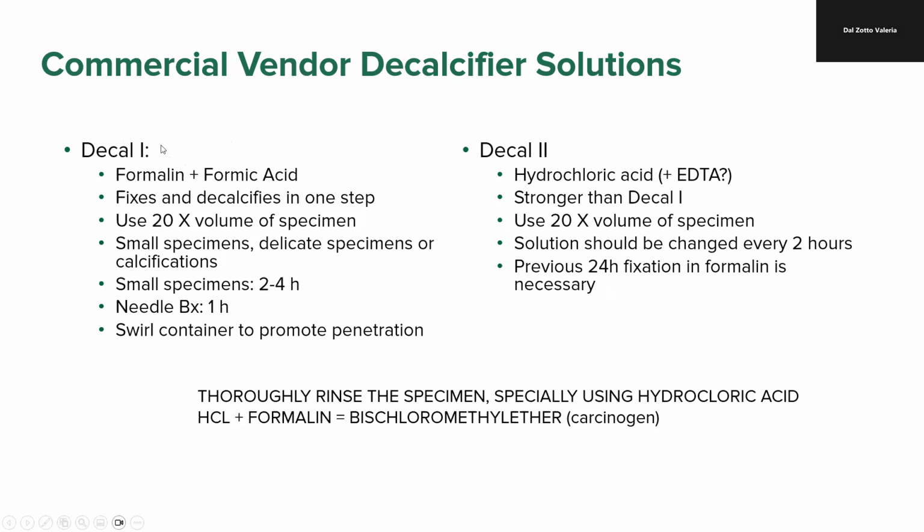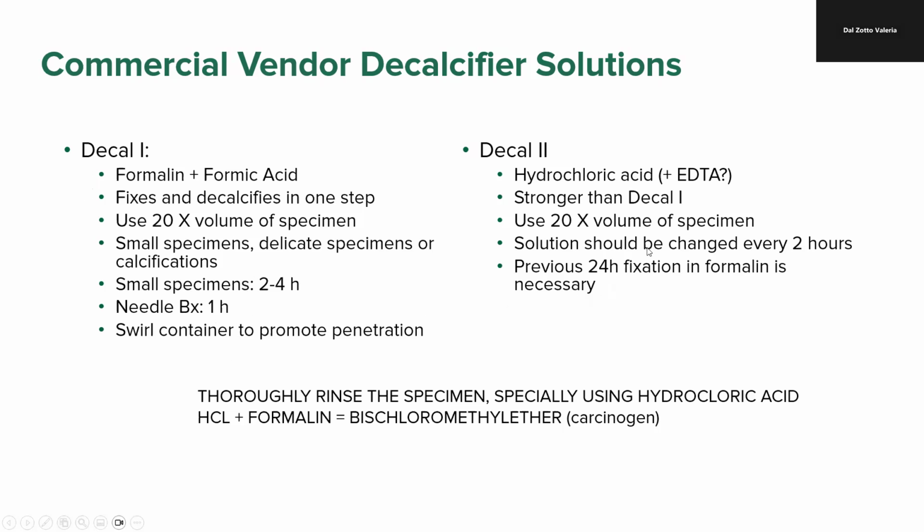On the other hand, Decal 1 is a smaller number, so remember that it's a weaker acid, so it will take a little more time, and it is specially designated for small specimens, delicate specimens, or delicate decalcifications. Small specimens can be done, for example, a bone marrow biopsy in 2 to 4 hours, a needle biopsy in 1 hour. So it's very efficient.